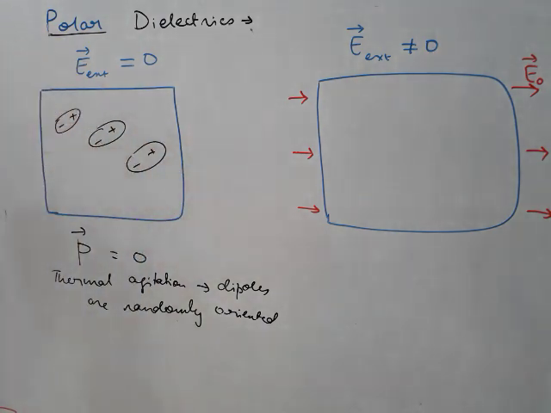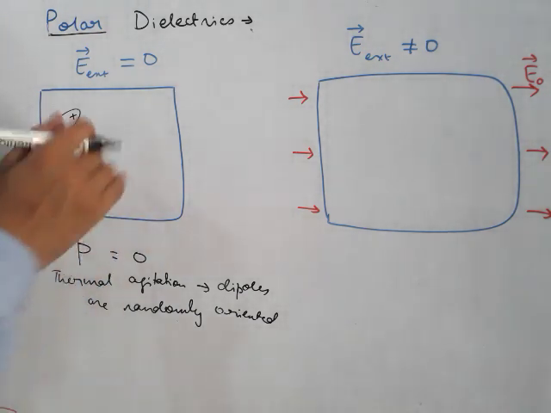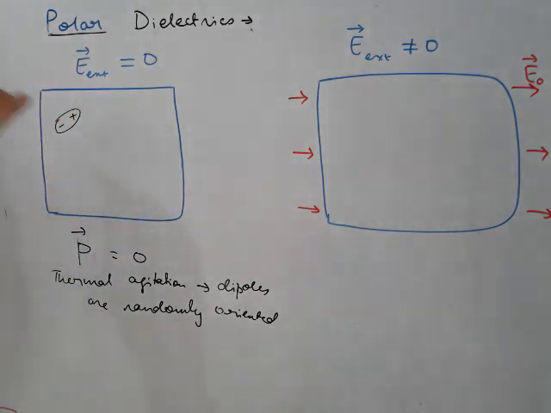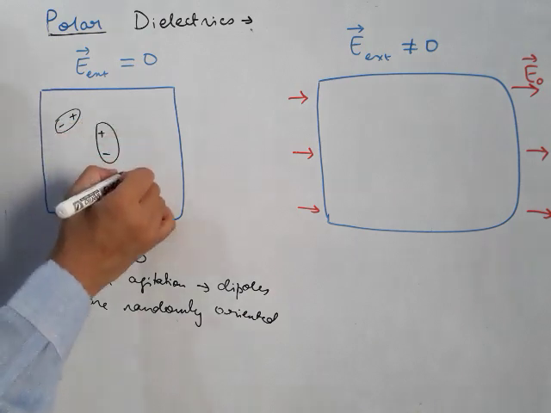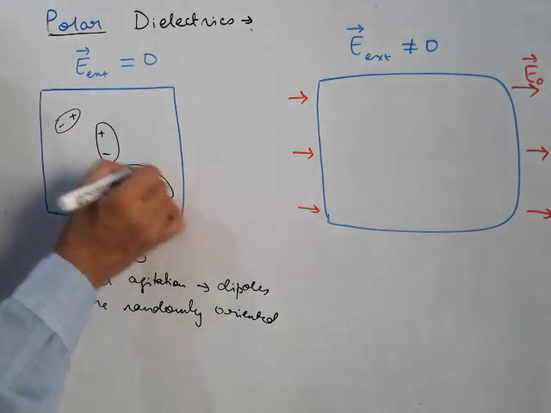They are vibrating. Dielectrics have electrons. They are not free to move, but they can vibrate due to thermal agitation. More is the temperature, more will be the agitation, more will be the thermal vibration. So the orientation of these molecules may be along different directions like so.